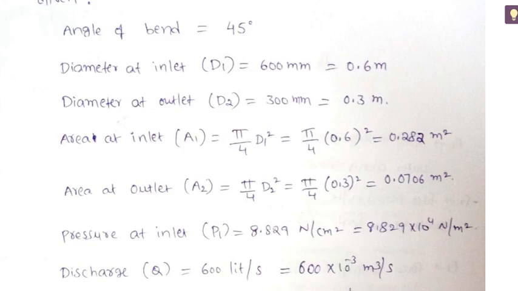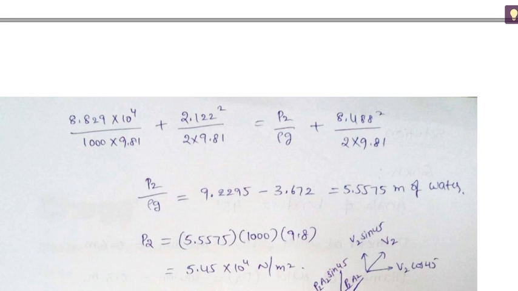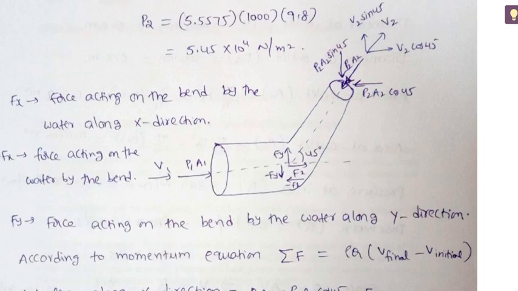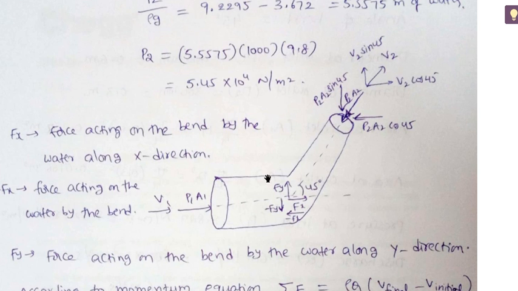So the next thing is, corresponding to the given bend angle, we have to draw the pipe bend. We have to represent the various forces acting on the pipe bend. So the first thing is, according to the 45 degrees angle, we have to draw the pipe bend. It is mentioned that it's a reducing pipe bend, which means the diameter at the inlet is more than the diameter at the exit. So next, we have to represent the various forces acting on the pipe bend.